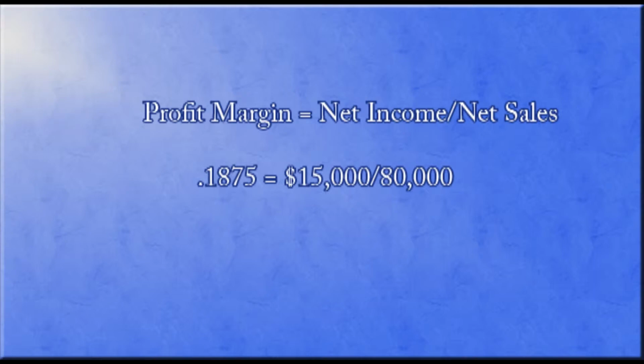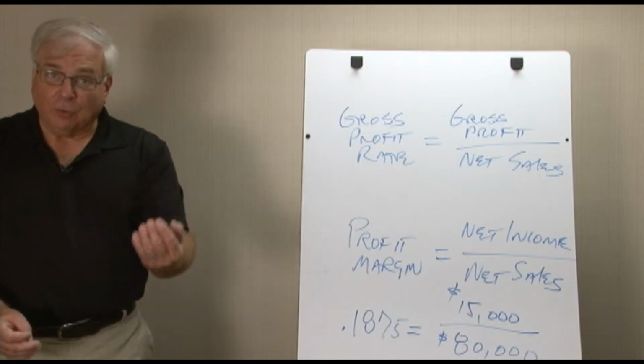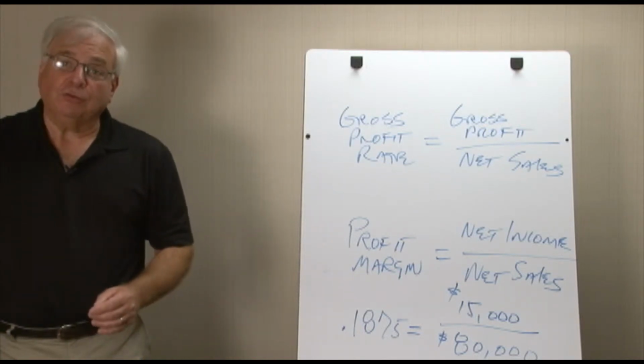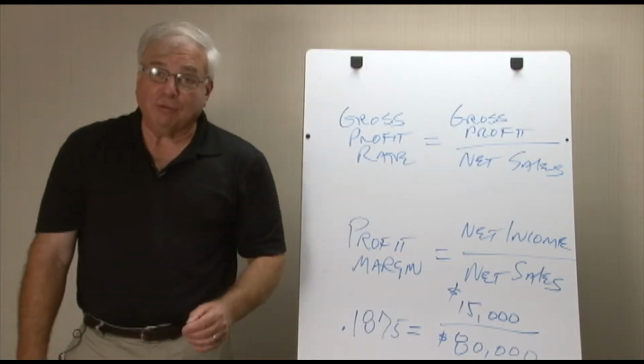The net income was $15,000 divided by the net sales of $80,000. So in that period of time, the company kept almost 19 cents of a net sales dollar as profit.